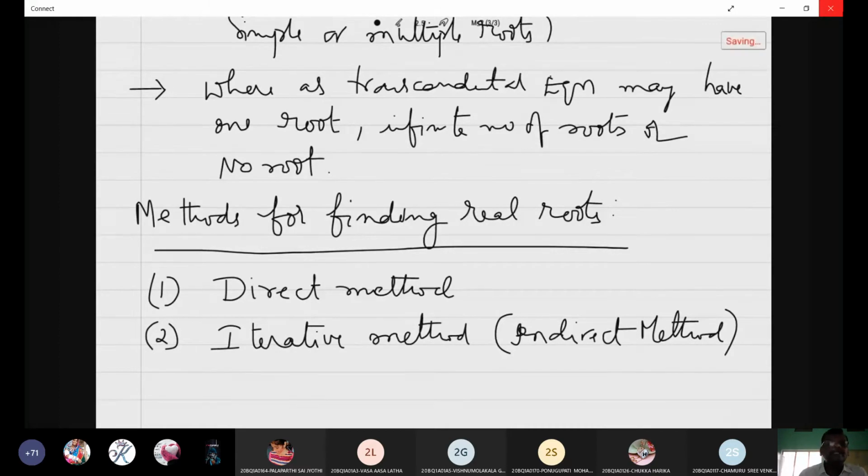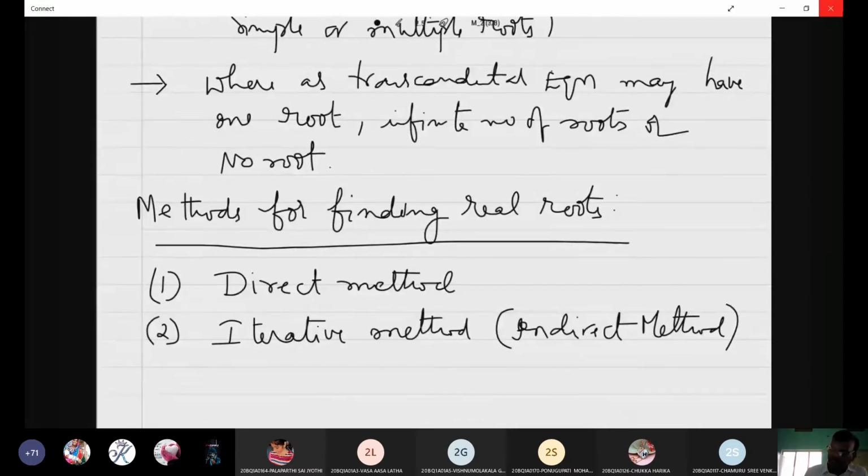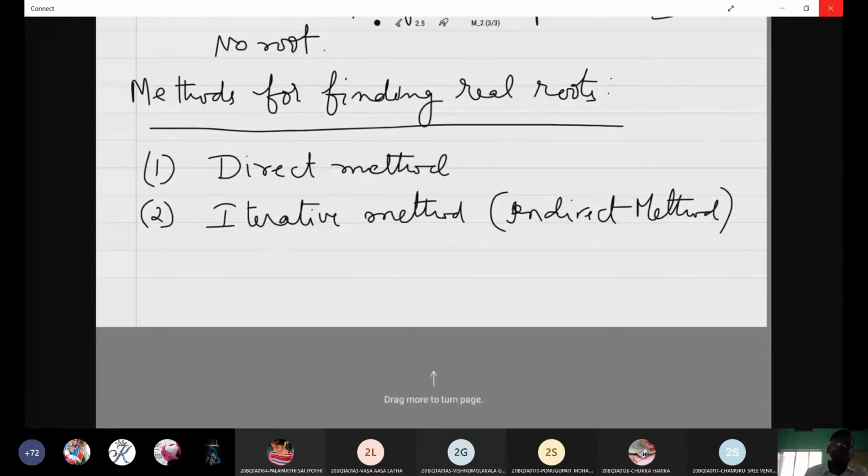And the third one is the iterative method, or method of successive approximation. And the fourth one is the Newton-Raphson method. These are the four methods. That is the examination point of view. These methods are very, very important.